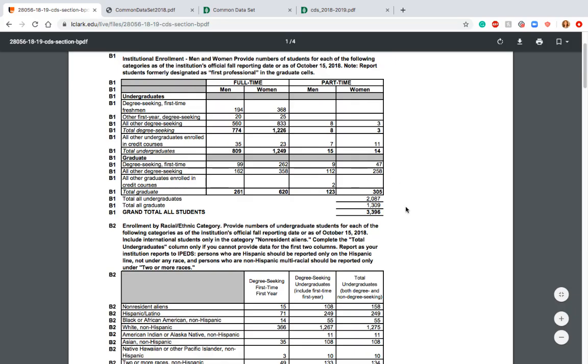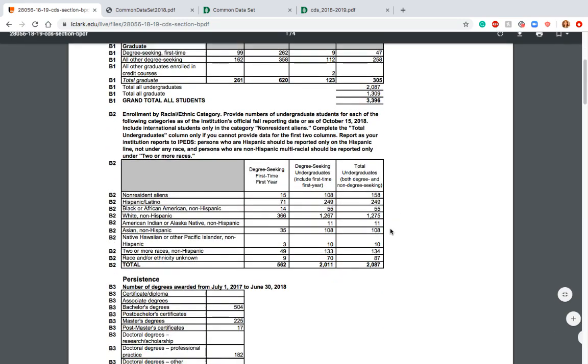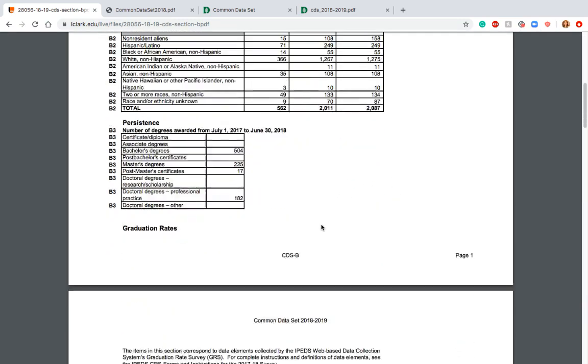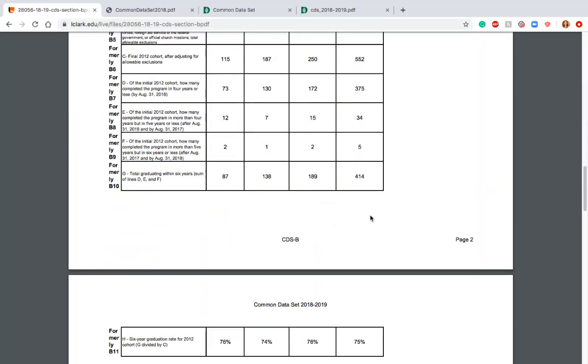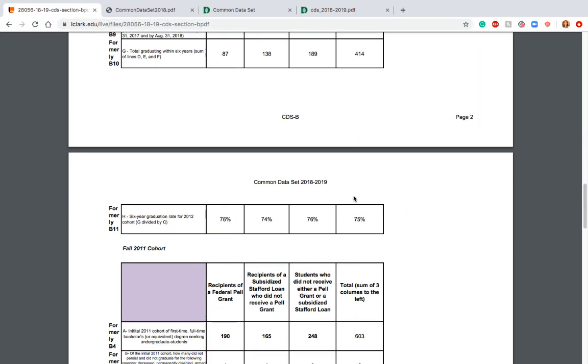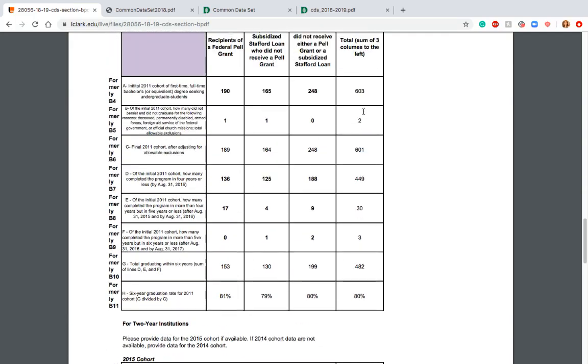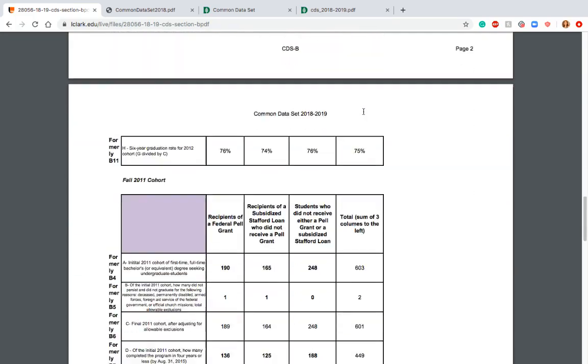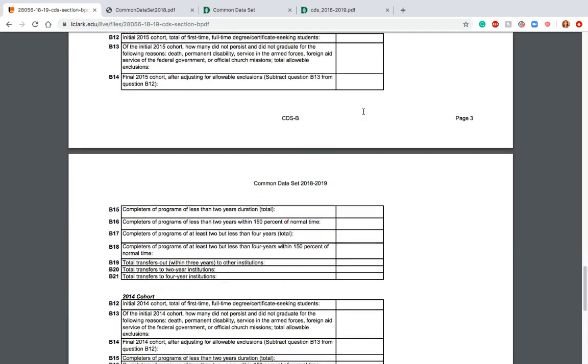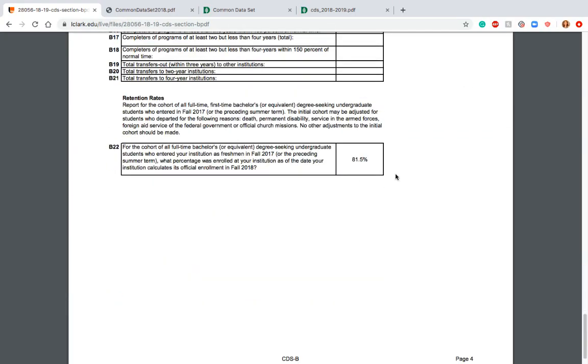Undergrad and graduate total, they're a small institution. They have about 2,000 undergrads, 3,000 with the grad students. This is what their demographic looks like. Let's see what their enrollment persistence is. 75% of the students that start are going to finish, and that was for the 2012 cohort. 2011 is 80%. What is their retention? So this is interesting. In the fall of 2017, 81% of the students who started continued.